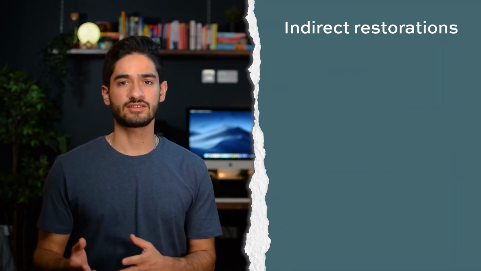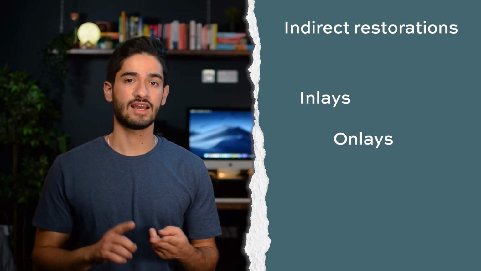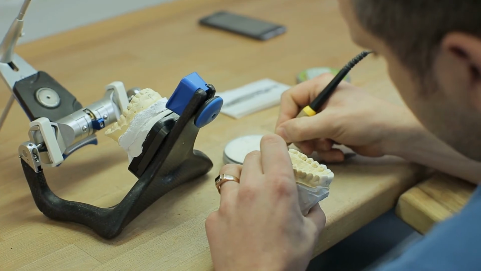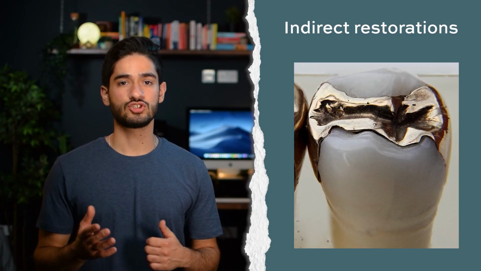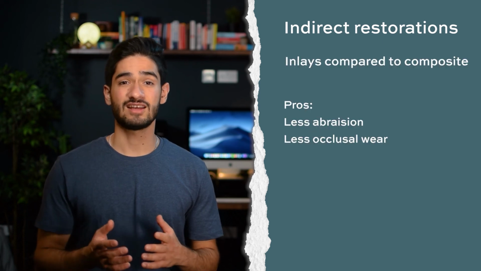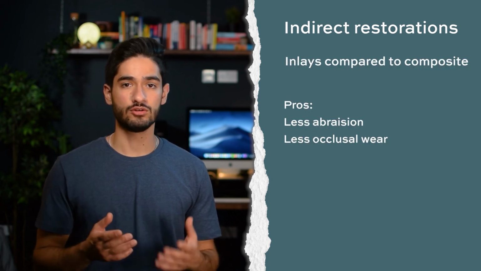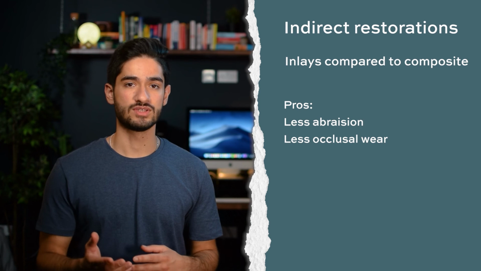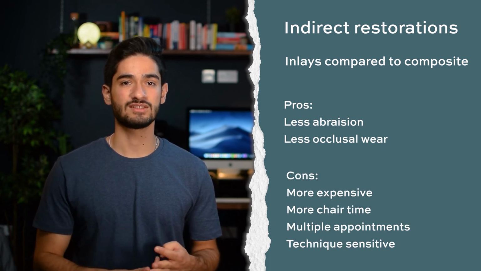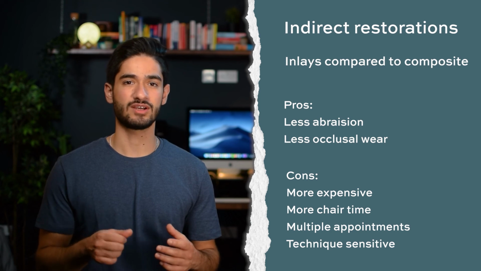Now moving on to indirect restorations, we have inlays, onlays, and crowns. Indirect restorations are lab made and need to be bonded or cemented to the tooth. The first one is inlays, which just covers the pits and fissures, and to be honest, we rarely do them. The idea is that they're more resistant to abrasion and occlusal wear compared to doing a direct composite, but they're more expensive, they require more chair time from the patient, multiple appointments, and they're quite fiddly to bond to the tooth because they're so small.